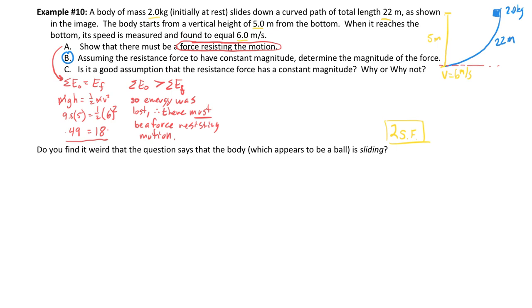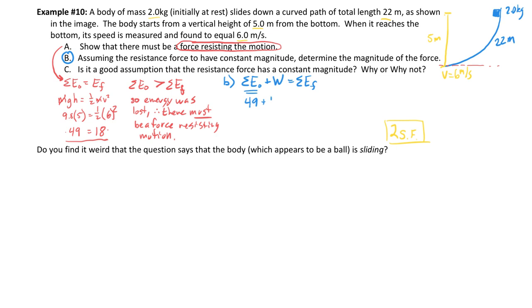In part B, we are assuming the resistance force to have a constant magnitude, and we're going to determine the magnitude of the force. Well, this is going to go into what we were doing before. We're going to say that the initial energy, but this time we know that there's some work being done. It's okay, just put a plus work there, that's fine. Must equal the final energy. Now, I've already done a lot of this work already, right? I know that the initial energy was 49.